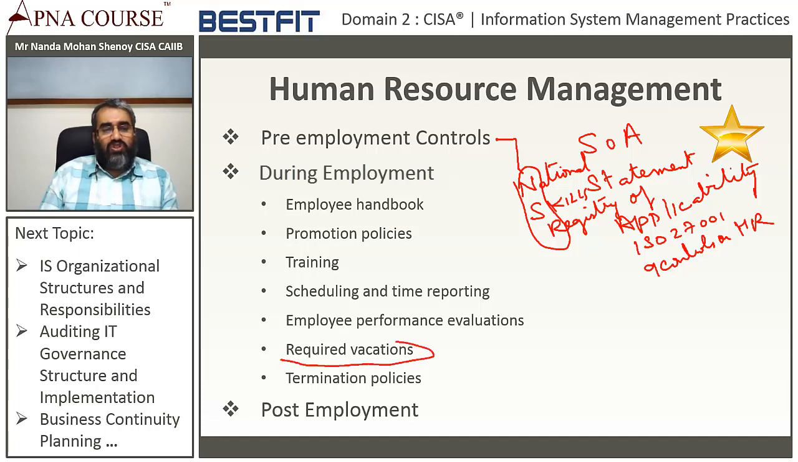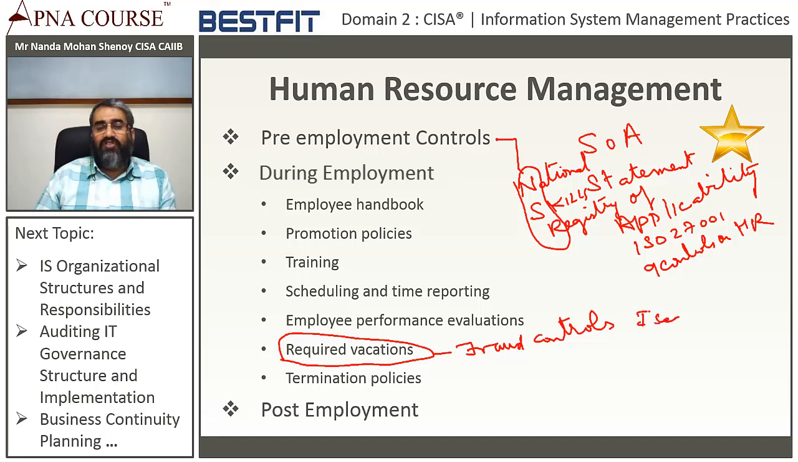Required vacations is a very important aspect as far as fraud control is concerned. If one analyzes the history of frauds, most frauds have taken place where the individual has not gone on leave for years together. This itself is a red flag item as far as during employment controls are concerned. Another important aspect, which is missing in this slide, is information security awareness.